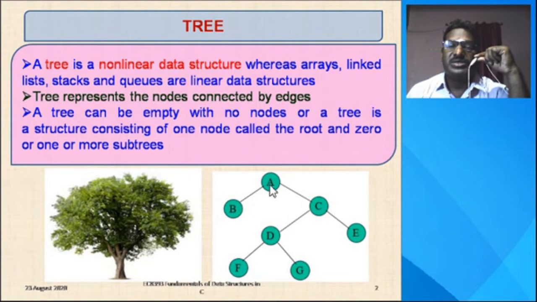Here, everything is called a node. This is one node, the encircled circles. All the circles are called nodes. The top node of the tree is called the root of the tree, and the other nodes are called the nodes of the tree. A tree can be empty with no nodes, or a tree is a structure consisting of one node called the root, and zero or one or more subtrees it may have. So this is the definition for the tree in the data structure.